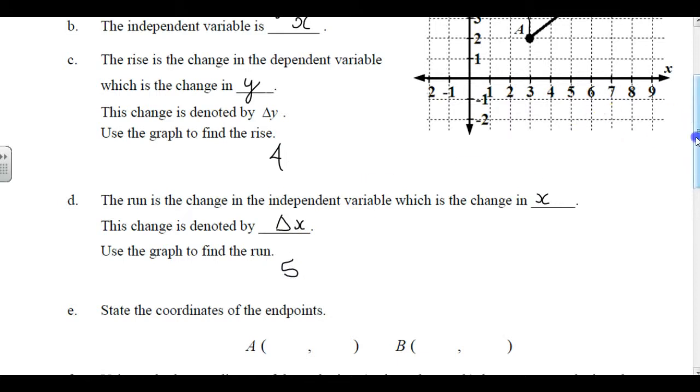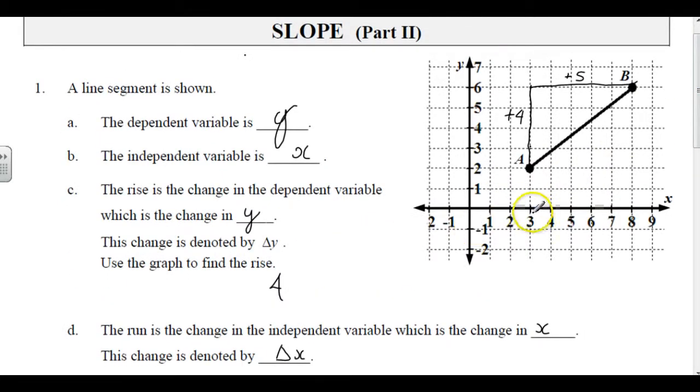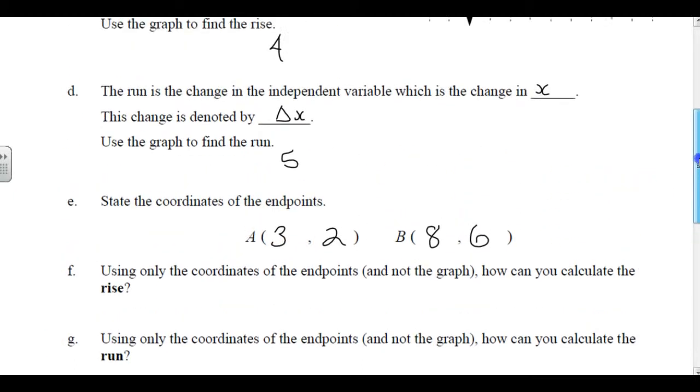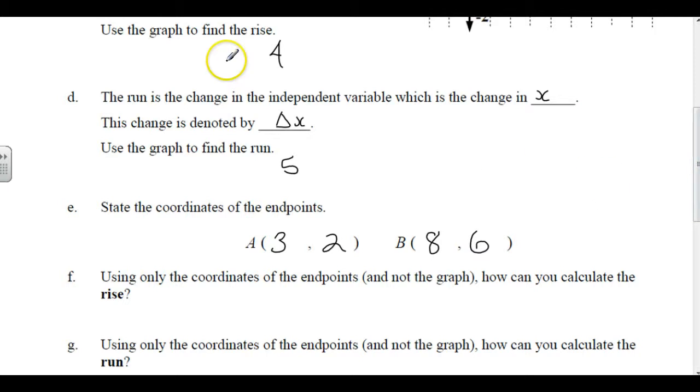State the coordinates of the endpoints. So A is at 3, 2, and B is at 8, 6. Using only the coordinates of the endpoints and not the graph, how can you calculate the rise? Well, the rise is 4. The rise is the change in y values. So we could take 6 minus 2 to get 4.